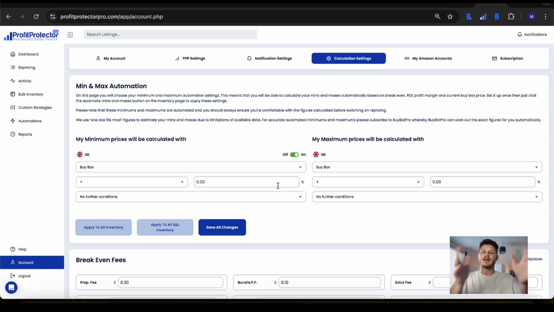And of course, when you get to that point where you are happy with what it's doing, you can then apply to everything in your inventory. That would be my key advice to you. Anyway, let's go on with setting up.